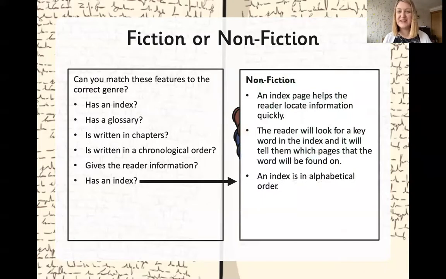It is non-fiction. An index page helps the reader locate information quickly, and the reader will look for a keyword in the index, and it will tell them which pages the words will be found on. An index is in alphabetical order.